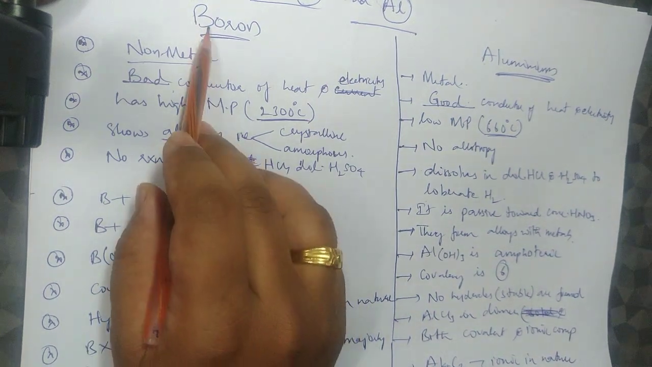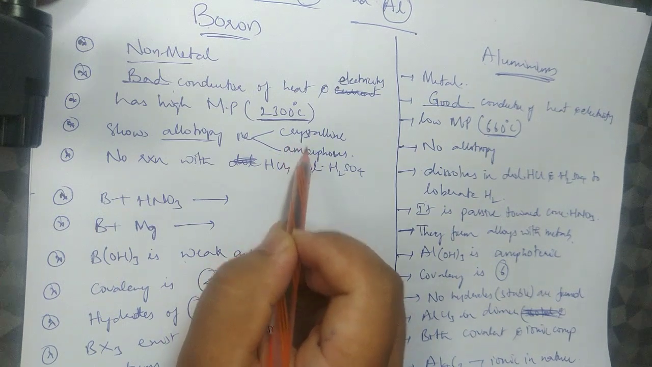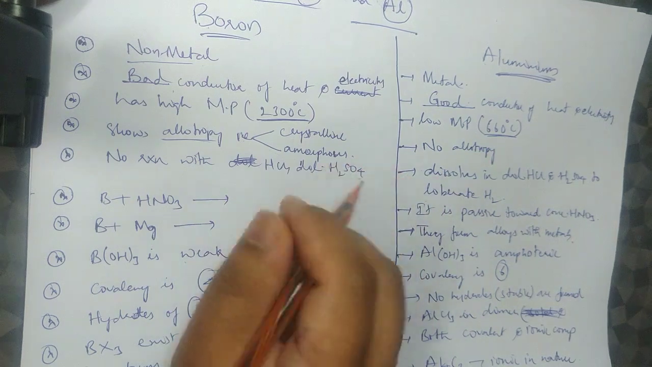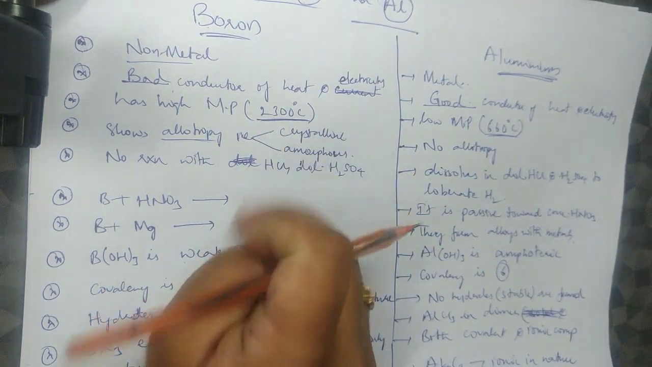So boron exists in amorphous as well as crystalline forms. What is this again? These are words that speak about the solid state. In solids we have two kinds, crystalline solids and amorphous solids.